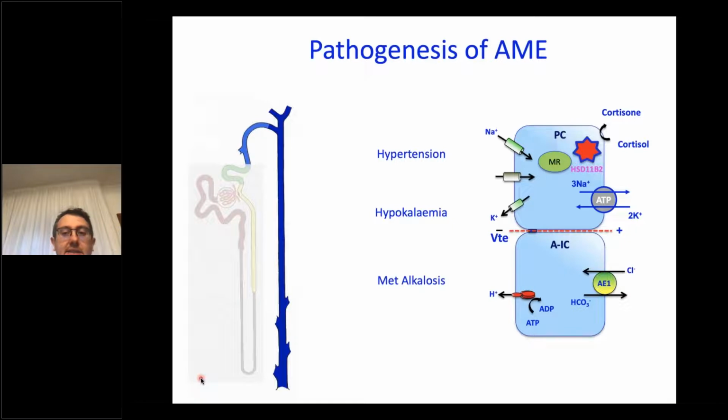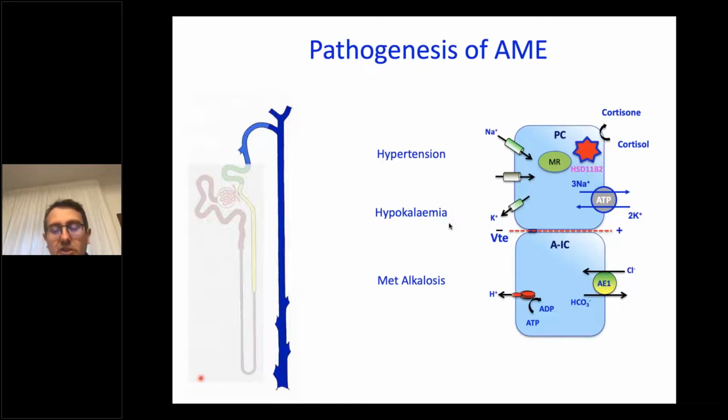The pathogenesis is due to impaired activity of this red guy here, that is an enzyme that in the principal cell, so only in the connecting tubule and cortical collecting duct, is able to metabolize cortisol into cortisone, and so prevent the activity of cortisol on the mineralocorticoid receptor.